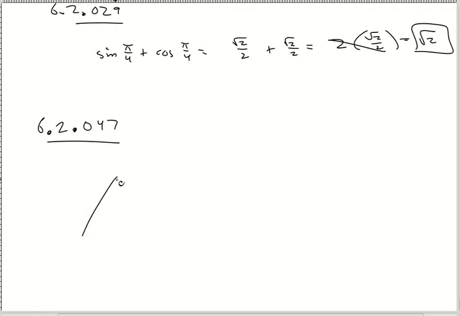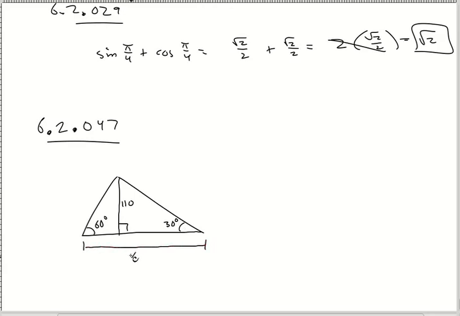Of course, on important problems, I probably ought to draw it pretty good. So I got these two triangles. One triangle, two triangles, whatever you want to call it. This is 60 degrees here. This is 110 right there. This is 30 degrees over here. And this right here is x, and I need to solve for x.